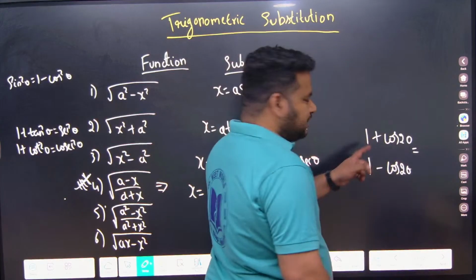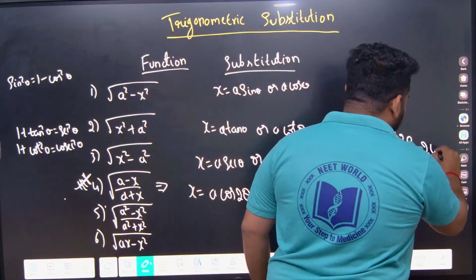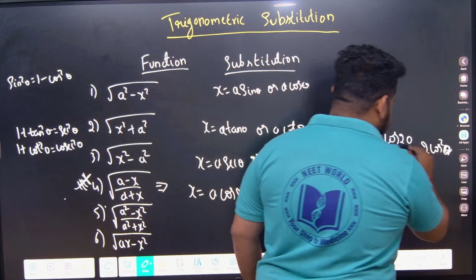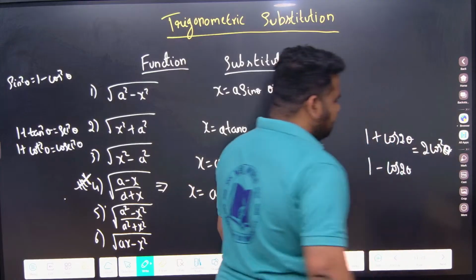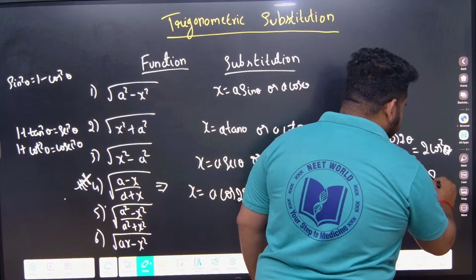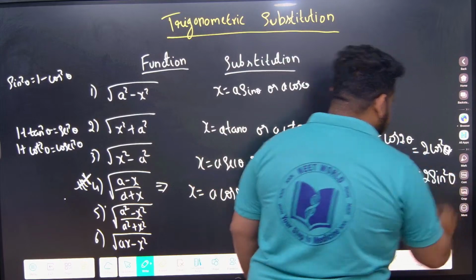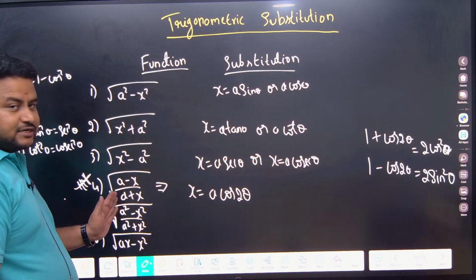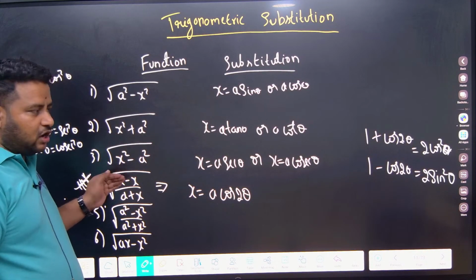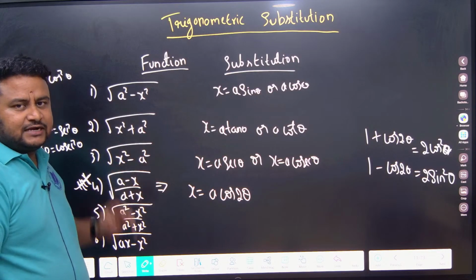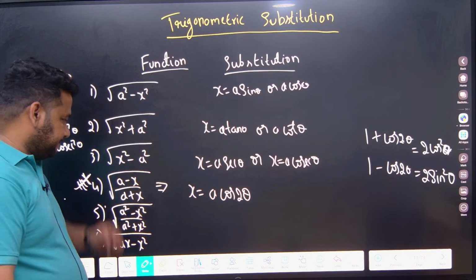So 1 plus cos 2 theta can be written as 2 cos square theta, because here 2 theta will become theta. Then 1 minus cos 2 theta will become 2 sin square theta. So if I put the values here, I will get cos square theta by sin square theta. Cos by sin will become tan square theta. Within the square root, it will come out, so you will get tan theta.